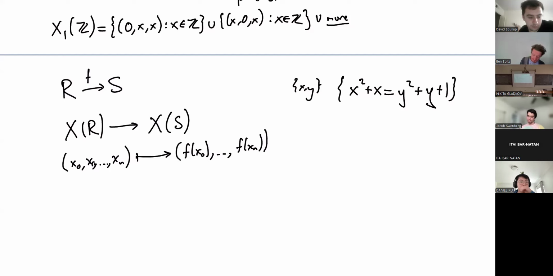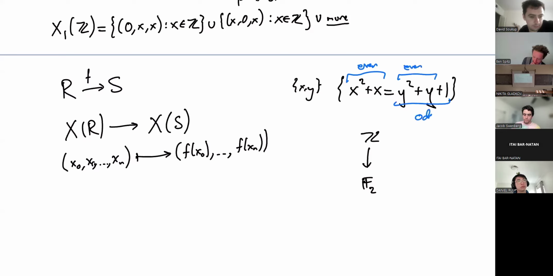But an easier way to see it is I could think about the points over Z, and I could send them down to F2, the field with two elements. In other words, I just think about is X even or odd, is Y even or odd. And what I see is that either way, this guy is even. X squared and X have the same parity. This guy is even, and so this guy's odd, and even can't equal odd. This equation has no solutions over F2.